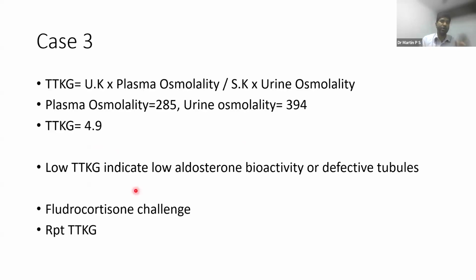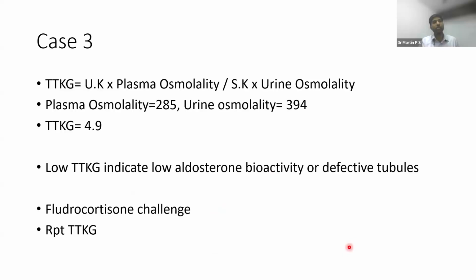Either the aldosterone bioactivity is not able to keep pace with the need of the hour of hyperkalemia, or the aldosterone is secreted, but it is not able to properly function because of the defective tubules. To differentiate between these two, we have to do what is called a fludrocortisone challenge. So in these patients, we give a dose of 100 microgram of fludrocortisone, and after about 24 hours, we recheck the TTKG.